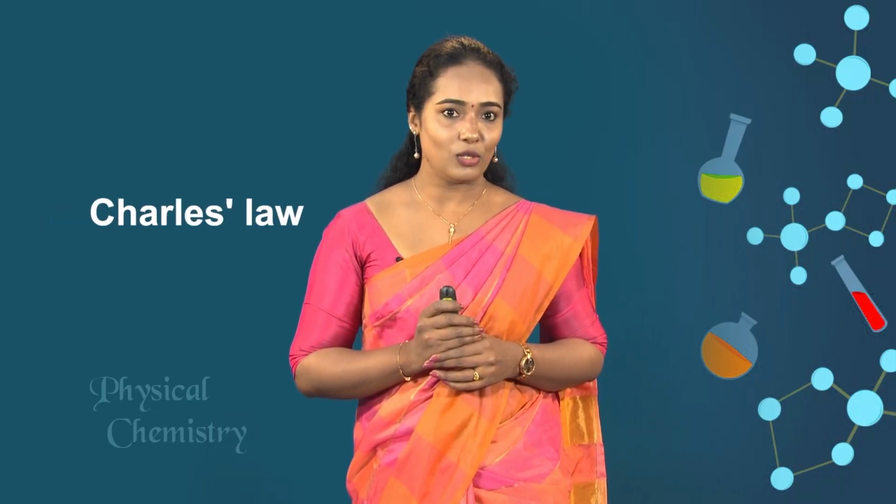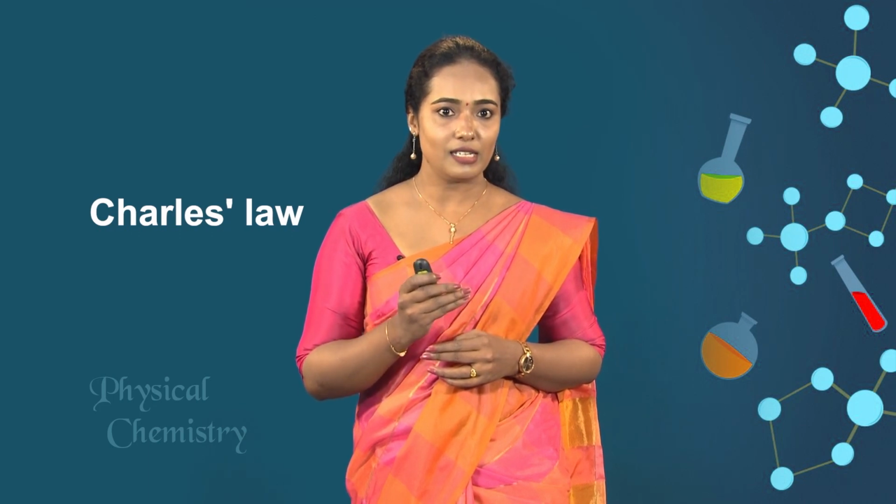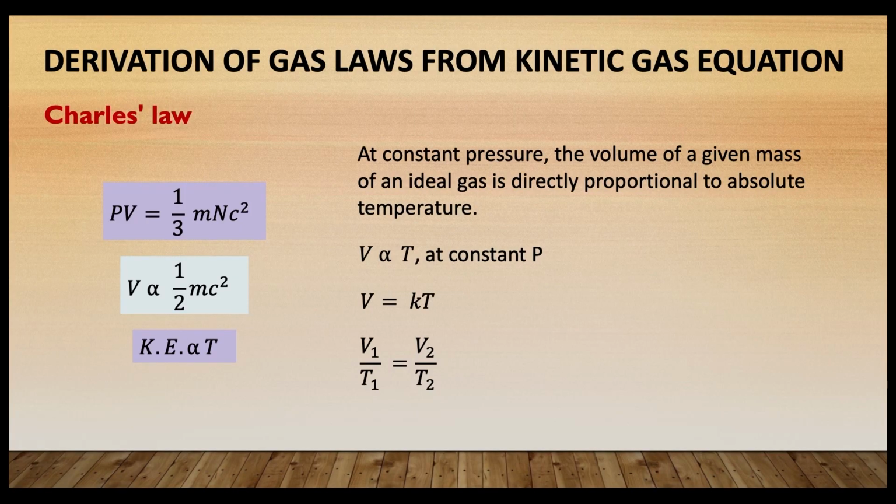Now, coming to Charles' law, for a definite quantity of a gas, that is n equal to constant and pressure constant, the equation becomes PV is equal to 2 by 3 into half mnc square, and this can be written as V is directly proportional to half mc square. The quantity half mc square being the mean kinetic energy per molecule varies as a temperature T as discussed previously. Hence, V is proportional to T at constant pressure. Thus, at constant pressure, the volume of a given mass of a gas varies directly as the absolute temperature, and this is what Charles' law states.